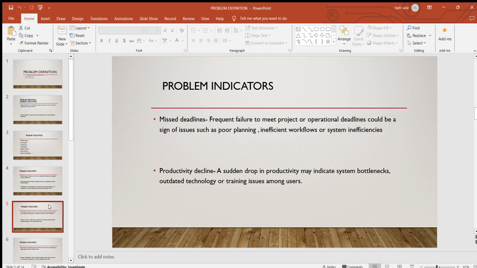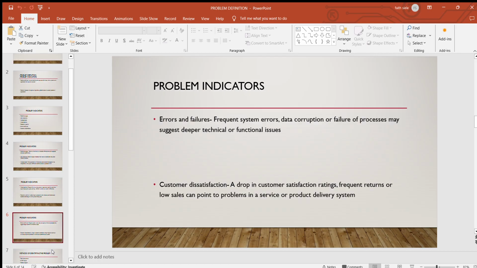Then number five, we have productivity decline as another example of a problem indicator. This refers to a sudden drop in productivity, and it may indicate that there are system bottlenecks, outdated technology, or even training issues among the various users.